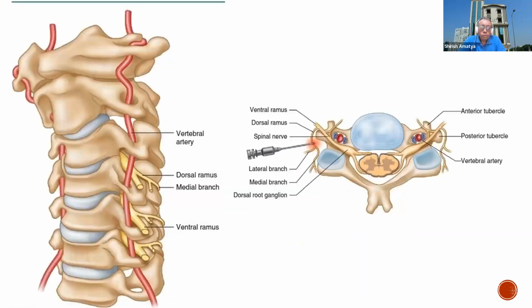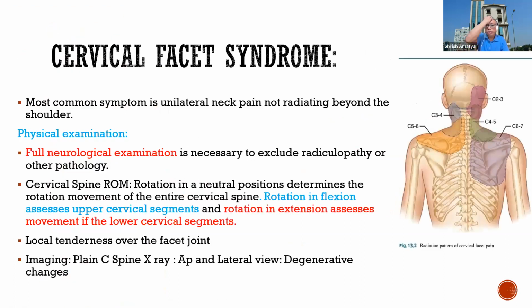Okay, so now coming to the cervical facet syndrome. Cervical facet problem is also one of the common causes of unilateral neck pain, but we have to understand that in cervical facet pain syndrome, pain may radiate to the shoulder, but it doesn't radiate up to the arm. So if the patient is complaining of unilateral or bilateral neck pain, especially the lateral aspect, and if the radiation of the pain is not beyond the shoulder joint, then cervical facet syndrome can be one of the causes.